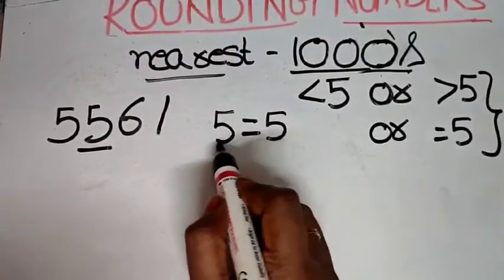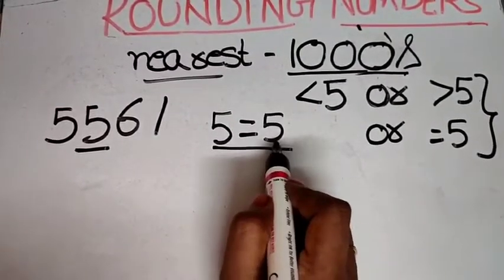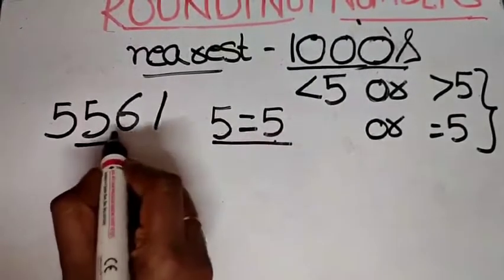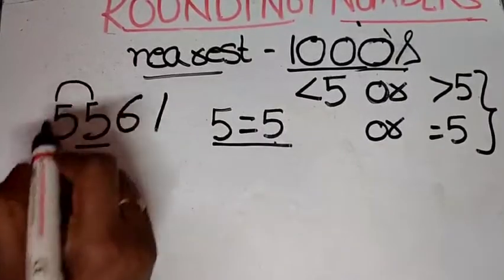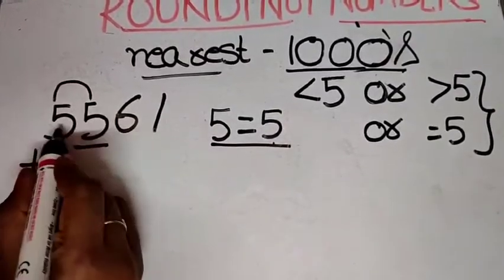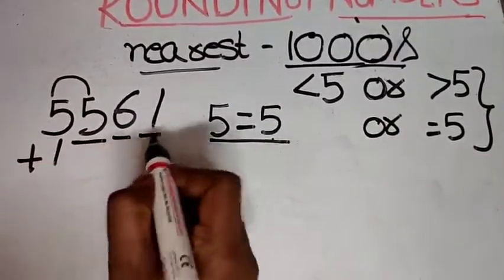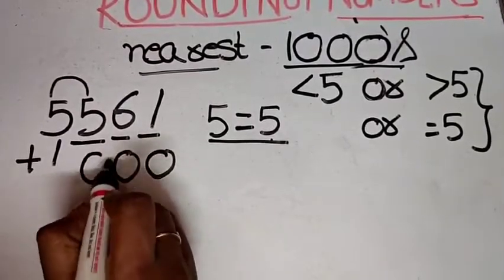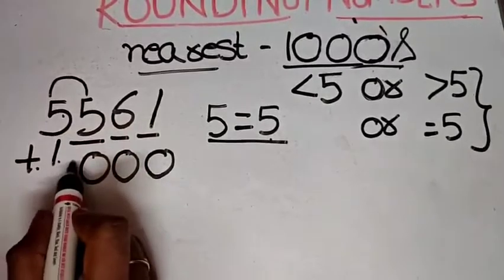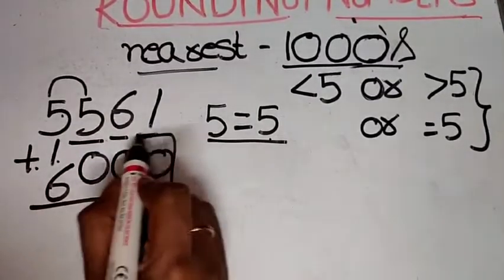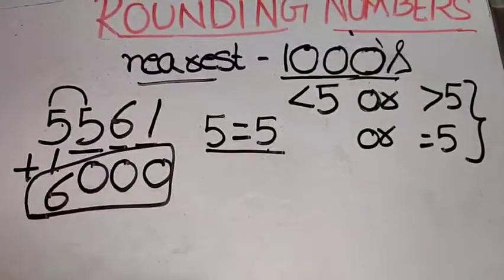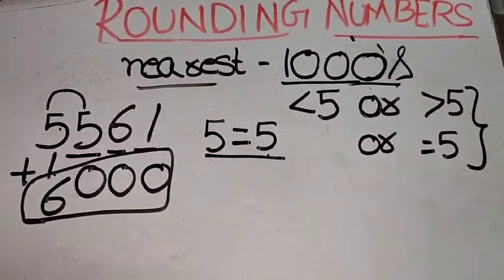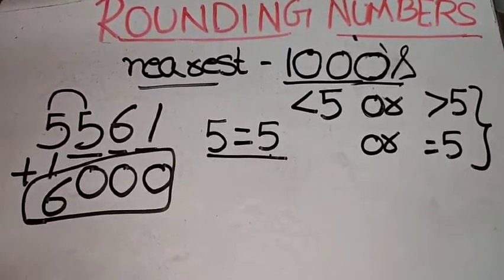If it is equal to 5, you have to follow the same procedure as for greater than 5. So what we have to do? Yes, we have to add plus 1 to the next digit, and the before digits will become 0. So 0, 0, 0, and 5 plus 1 becomes 6. So 6000 is the rounding number to nearest thousands of 5561. In this way you can find for any number.